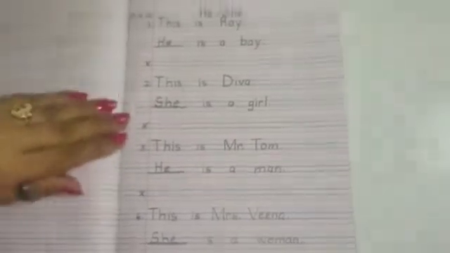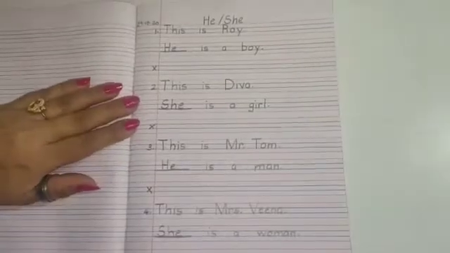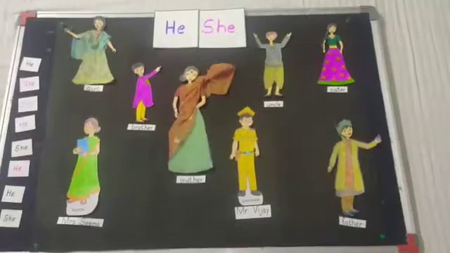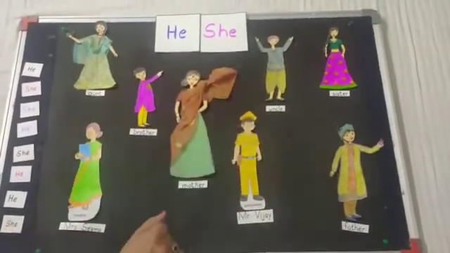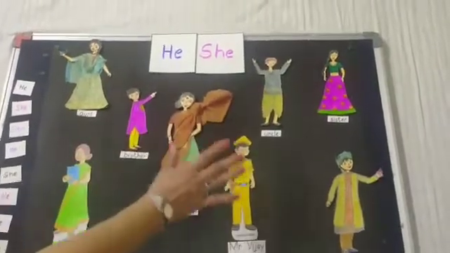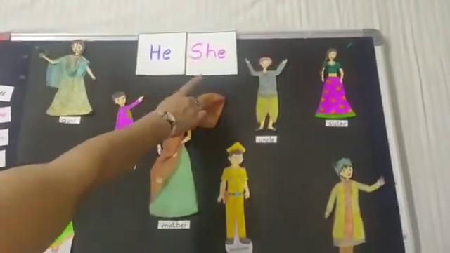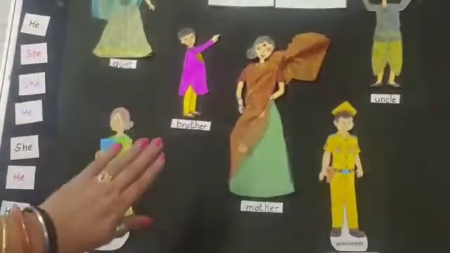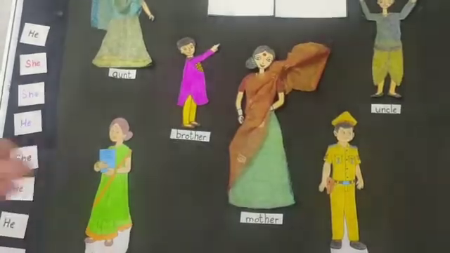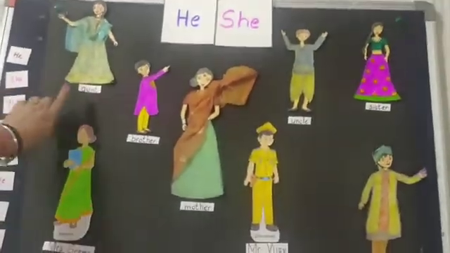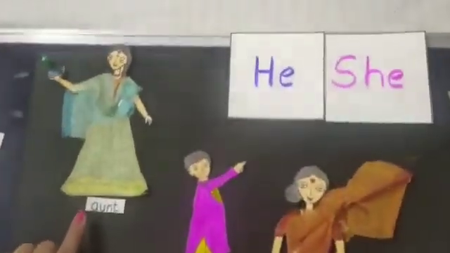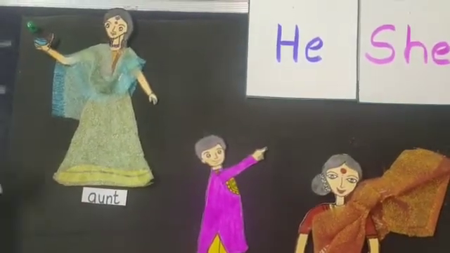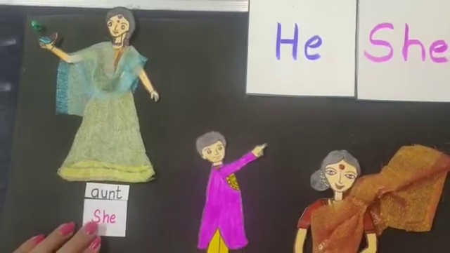So children, the way I have written in this notebook, you will write in your notebook in the same format. Okay children, now it's our activity time. So here I've got some pictures of he and she, and here I've got chits of he, she, which we are going to place in its correct place. So let's start. So our first picture is of an aunt. Aunt is a he or a she? Yes, she. So we will place she under aunt.